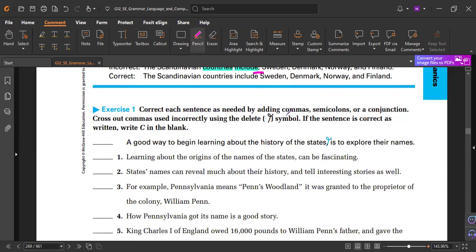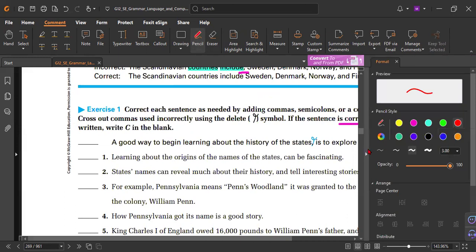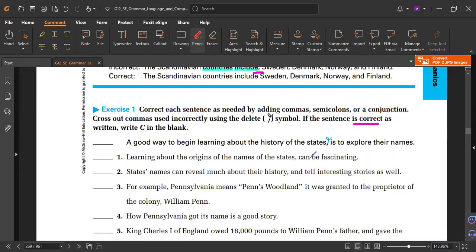Okay. Now we need to test your mind. Correct each sentence as needed by adding commas, semicolons, or conjunctions. Cross out commas used incorrectly using the delete. If the sentence is correct, you can say correct. Is there any mistake in number one? Correct. Read carefully. I did. It's correct. Wrong. This comma is misused or misplaced.